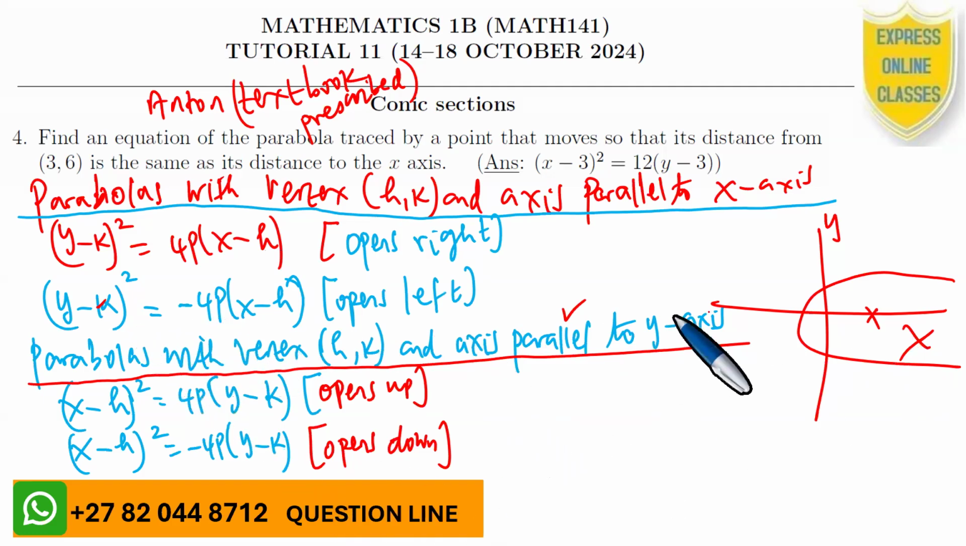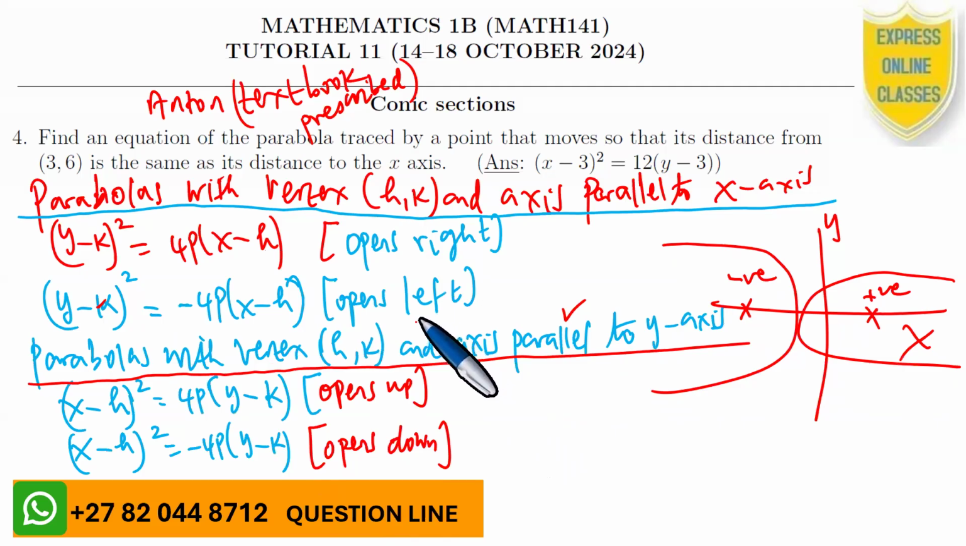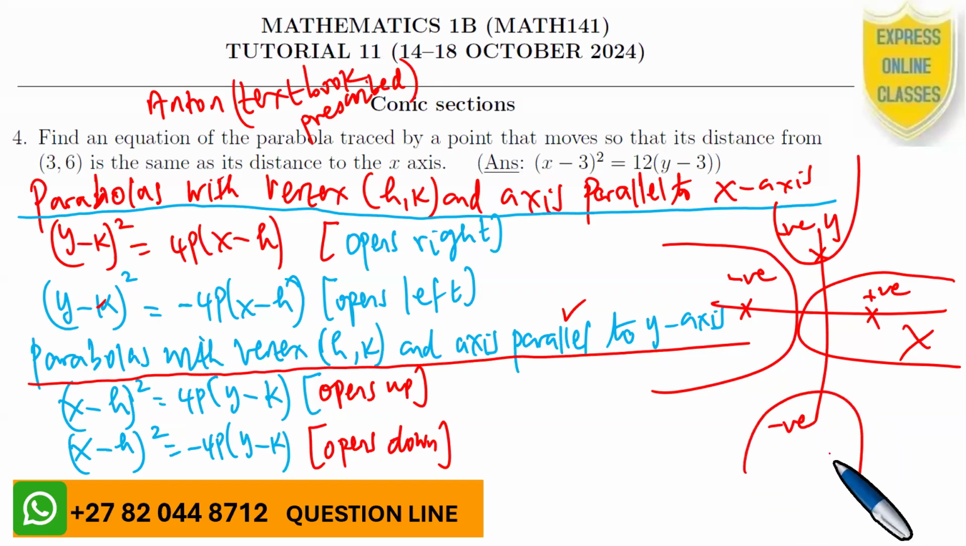What about this one? Here x is positive. If x is negative, then this one is going to open left. So this is for the x's. This is for the y's. If y is positive, it opens up. If y is negative, it opens down.